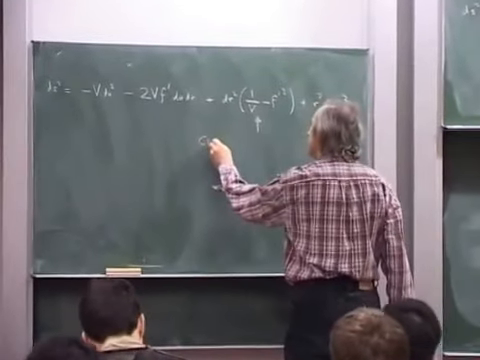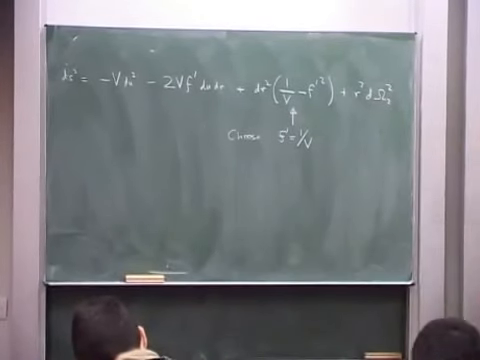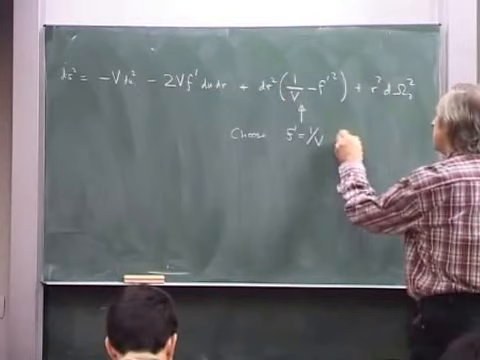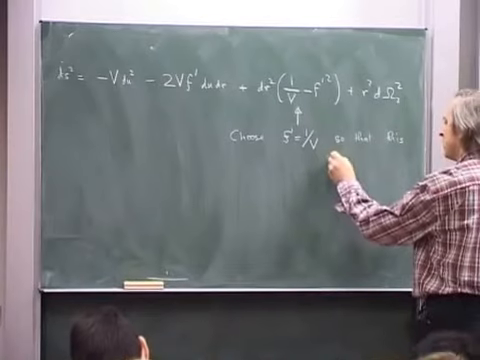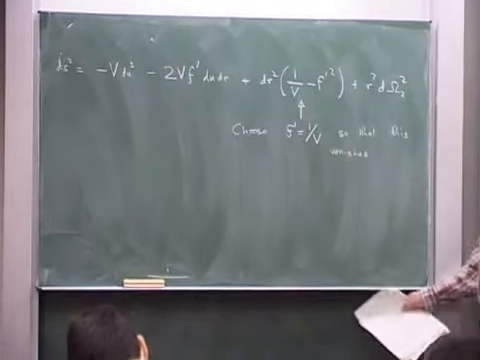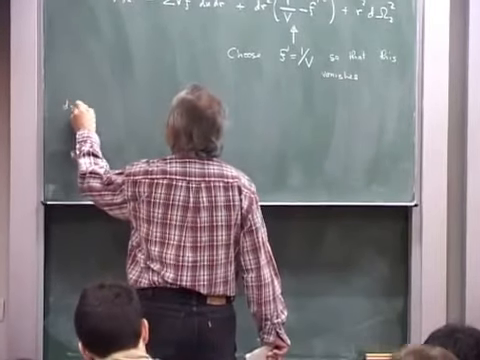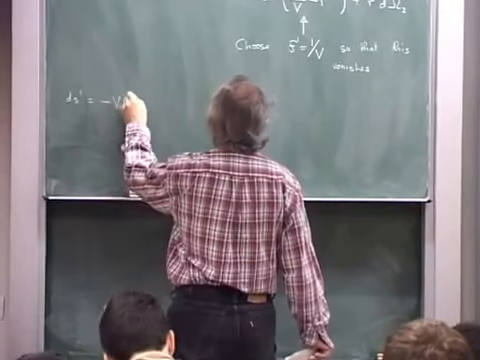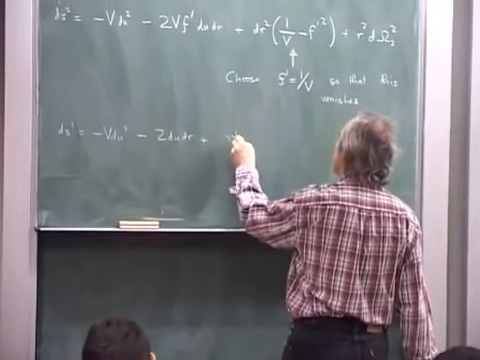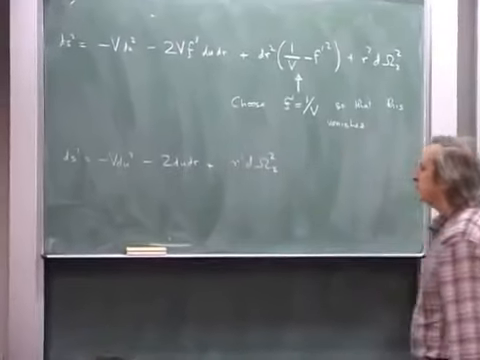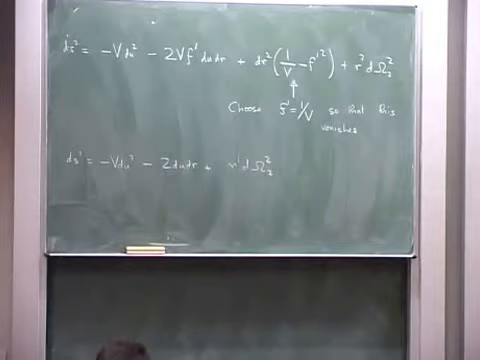So choose f prime to be equal to 1 over v, so this term vanishes. And then we're just simply left with the same kind of thing that we had before. ds squared is minus v du squared minus 2 du dr plus r squared d omega squared. Obviously I can do the same thing with an advanced time coordinate rather than a retarded time coordinate if I wish to.